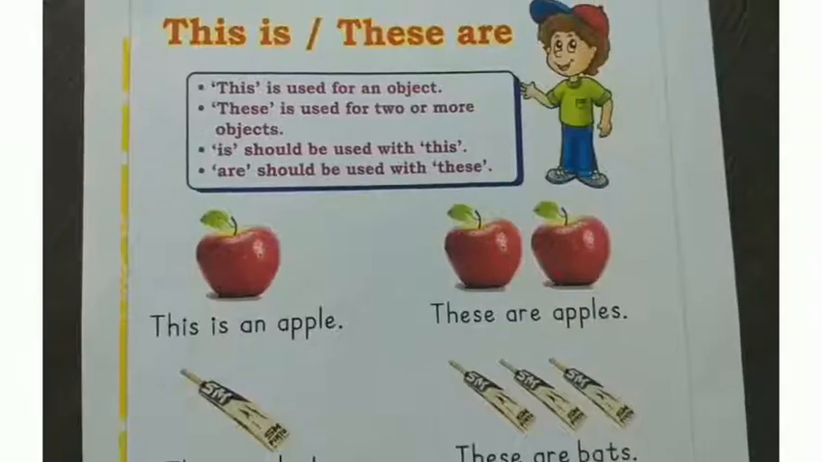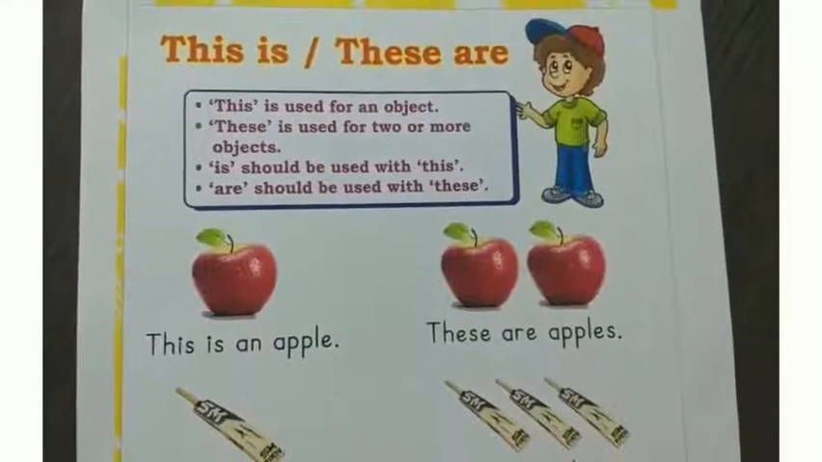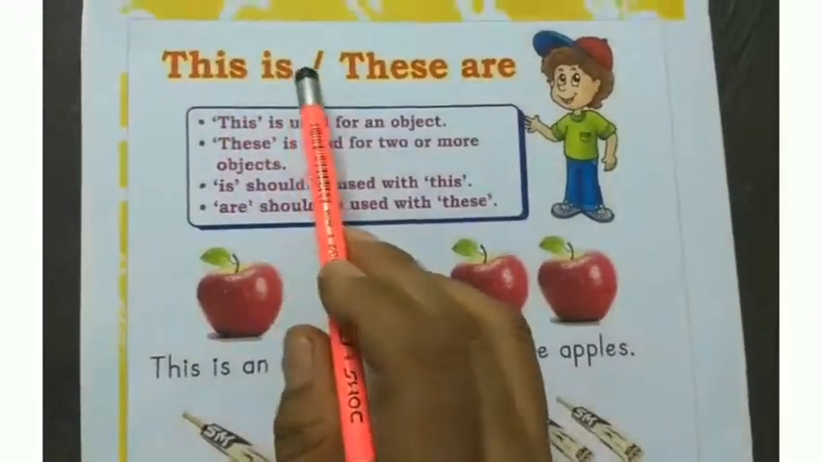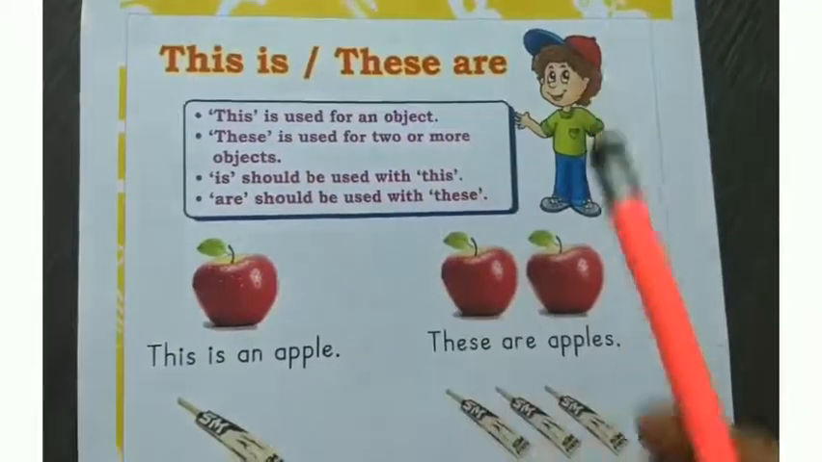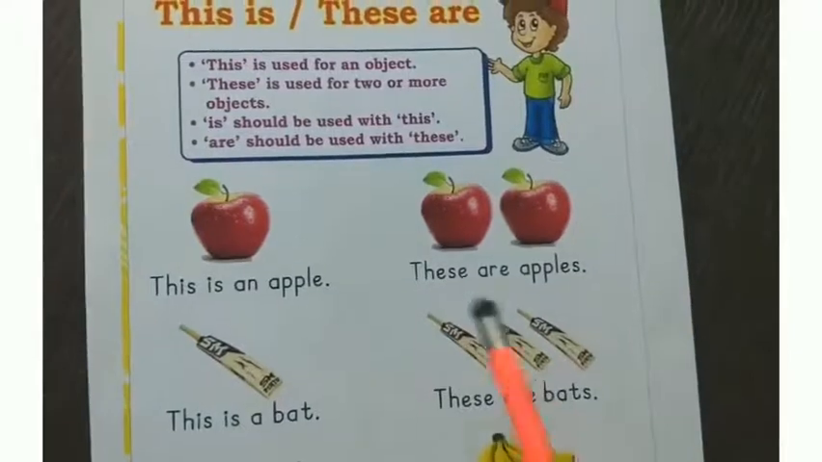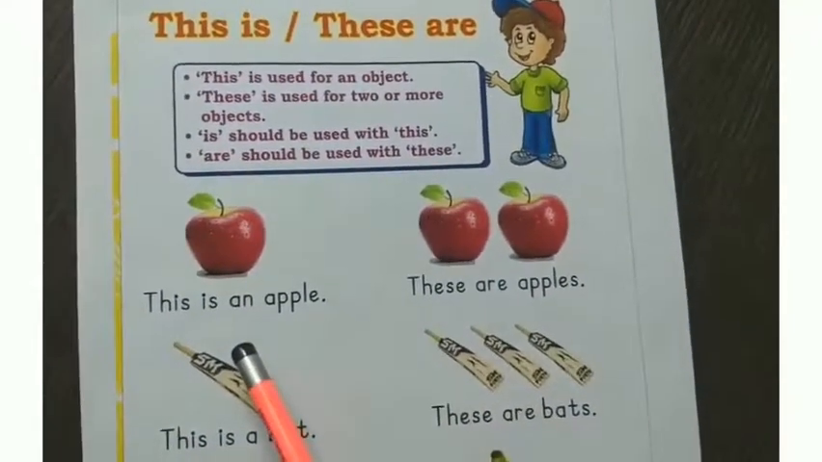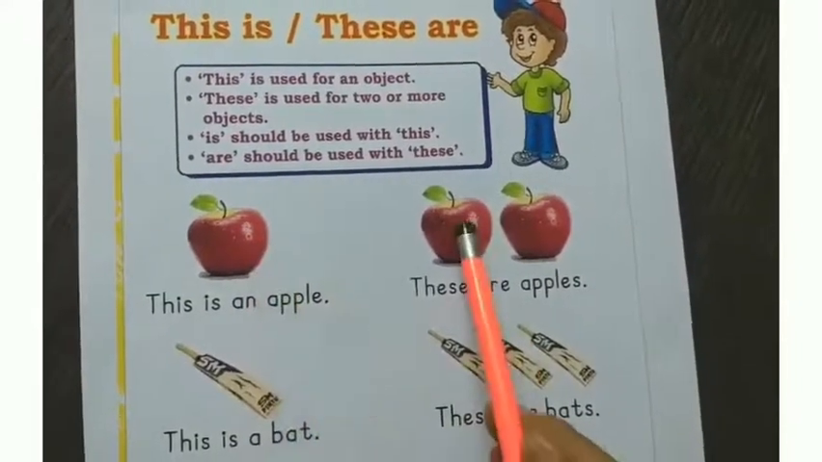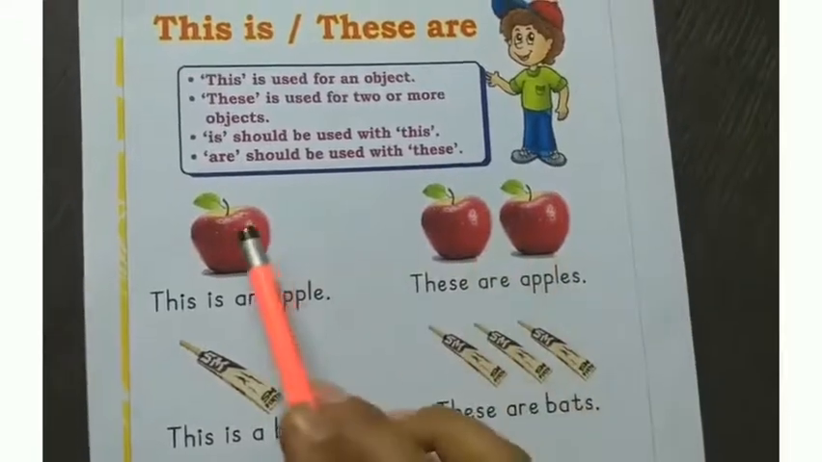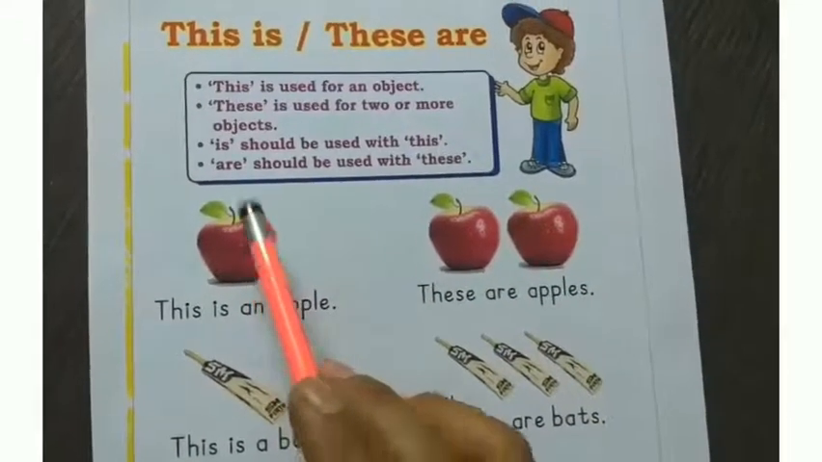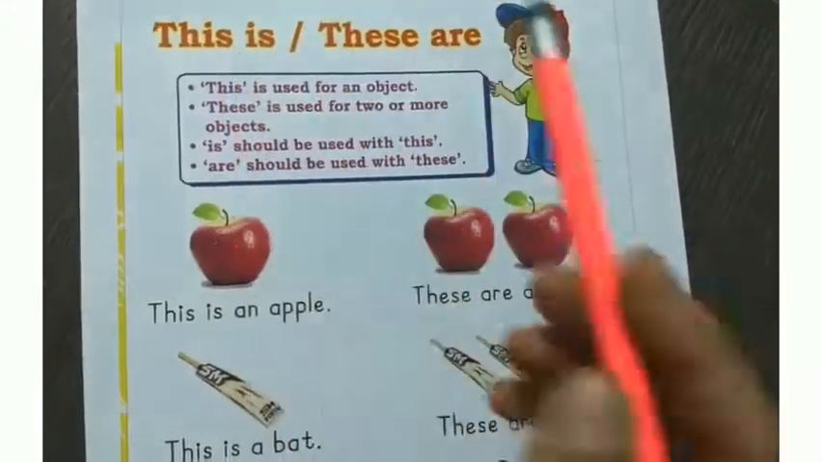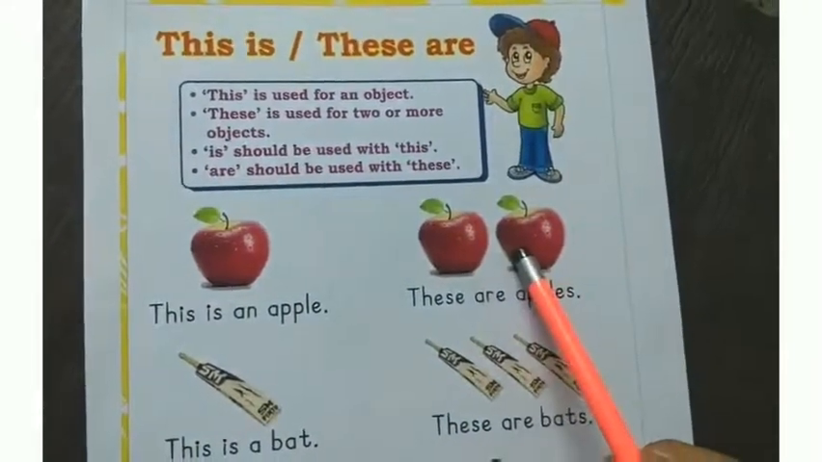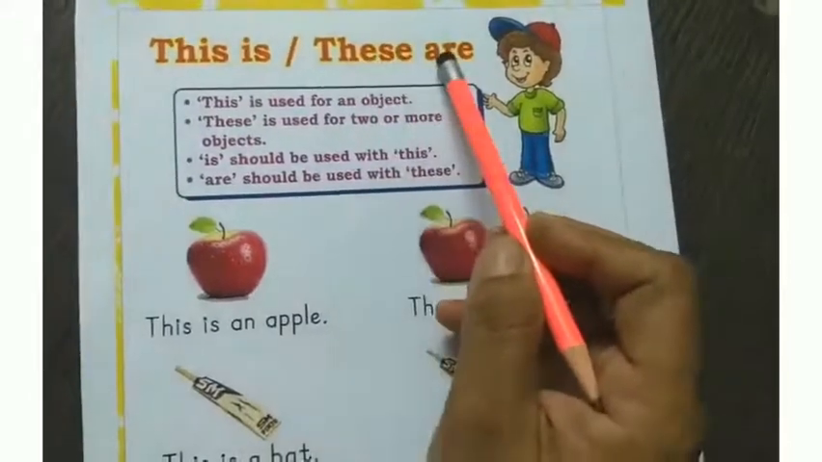Children, now open page number 113 in your classwork book. Now on page number 113, this is, these are. See, here pictures are given and you have to read with me. Now here one apple and here two apples. So for one object we use this is, and for two or more objects we use these are.